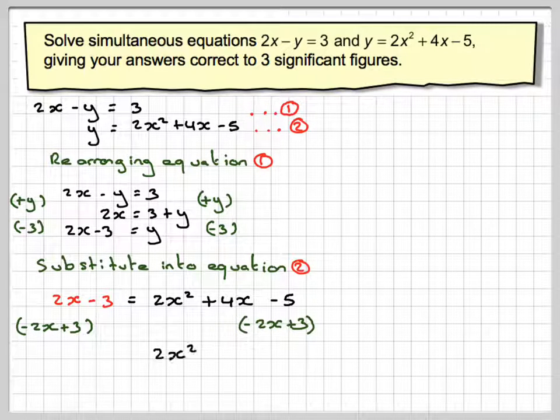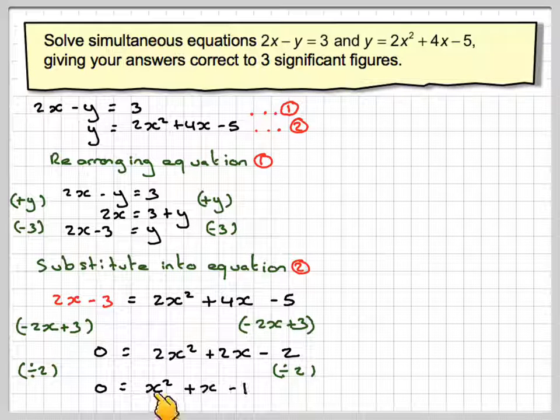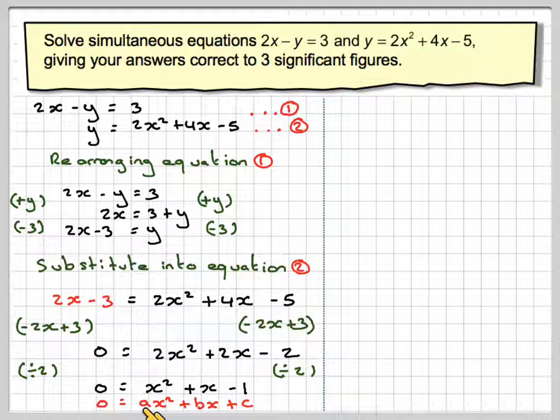And on this side, we're going to get 2x squared, 4x minus 2x gives me plus 2x, and then minus 5 plus 3 gives me minus 2. That's now equal to 0. Now we've got 2, 2 and minus 2, so they're all divisible by 2. So we're going to end up with 0 is equal to x squared plus x minus 1. Now this does not factorise. If we compare it with ax squared plus bx plus c, we get that a is 1, b is also 1, but c is minus 1.